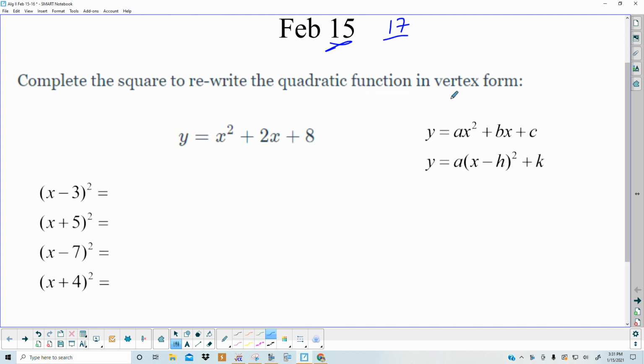Okay, so in this assignment, you are going to be asked to rewrite the quadratic function into vertex form. We've been looking at this. This is standard form. This is vertex form. You've seen it, but we haven't really talked about it. What you want to do is rewrite this from standard into something that looks like this.